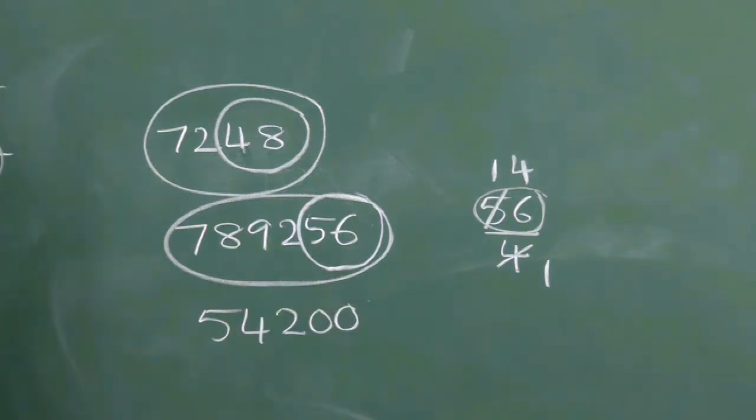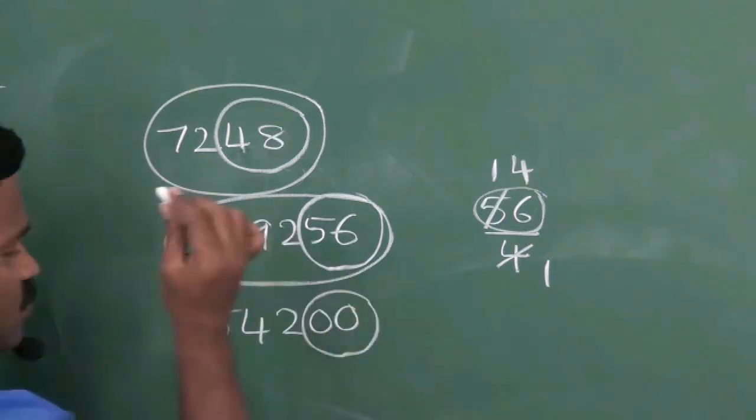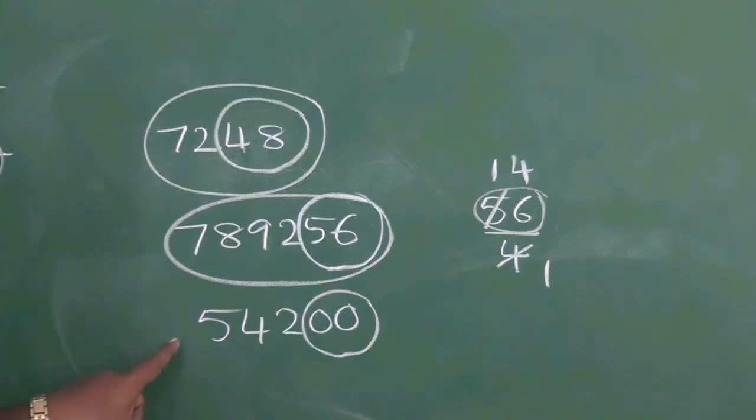54200. Is this number divisible by 4? Yes. If the last 2 digits are zeros, then the number must be divisible by 4.